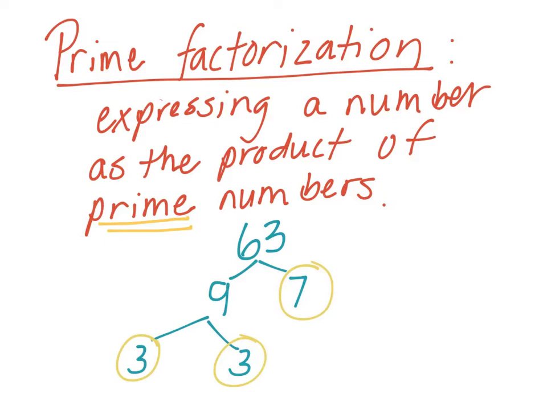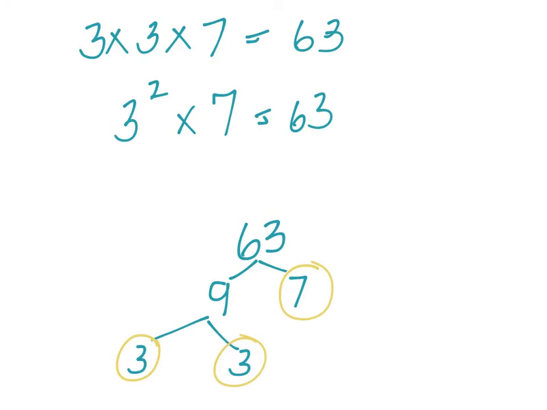Now 9 is not prime, so we're going to break 9 down. What two factors equal 9? 3 times 3. So we're going to circle each of these 3's because those are prime numbers. So our factorization is going to be 3 times 3 times 7 equals 63. Again, this follows our definition because it's only prime numbers being multiplied. And from our last unit, you know that we can rewrite this with an exponent. So 3 to the second times 7 equals 63. And you always want to rewrite it with an exponent if you can.